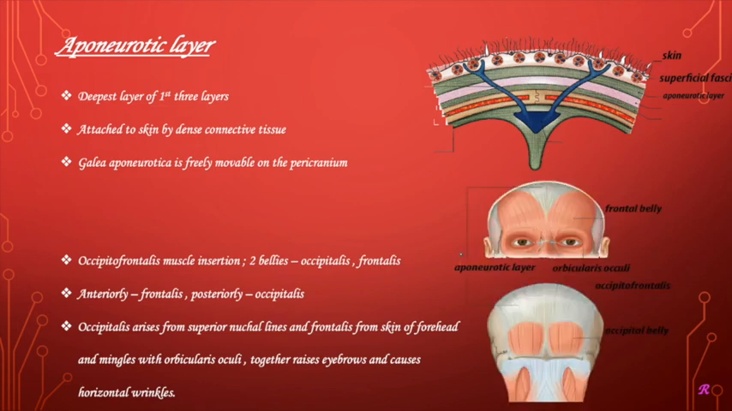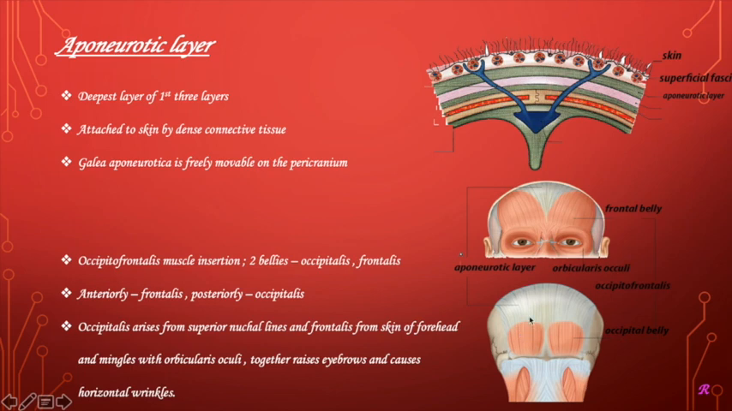Next is the occipitofrontalis muscle. The aponeurotic layer has got a muscle insertion, that is the occipitofrontalis muscle. The occipitofrontalis muscle has got two bellies, that is, two parts, an occipital part and a frontalis part. Anteriorly there is frontalis muscle and posteriorly there is occipitalis muscle.